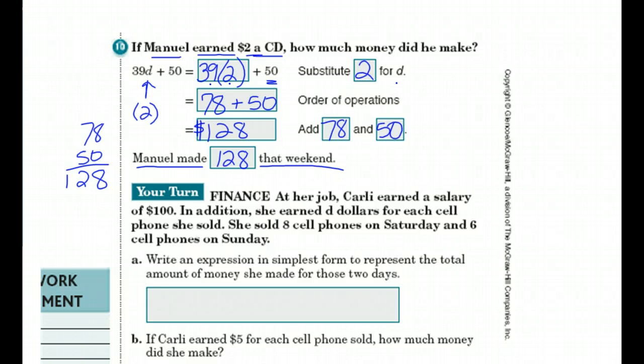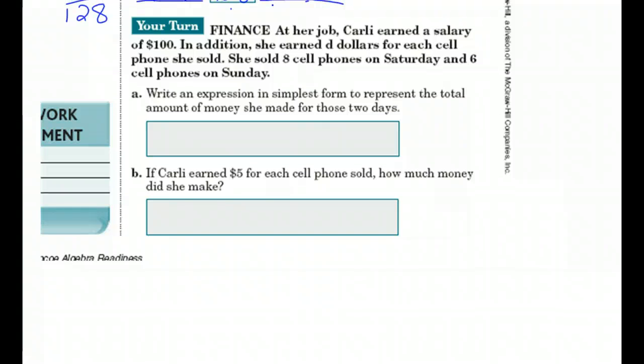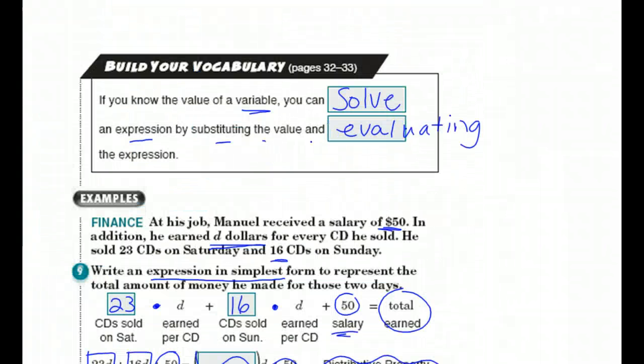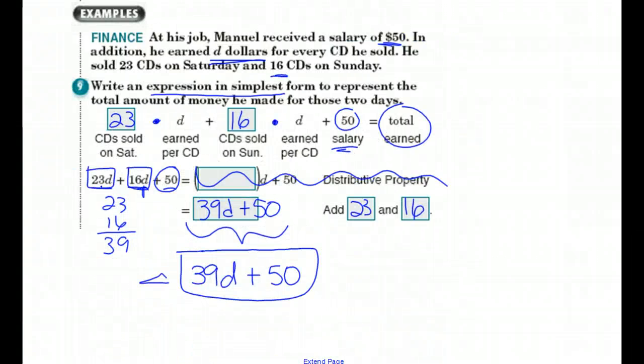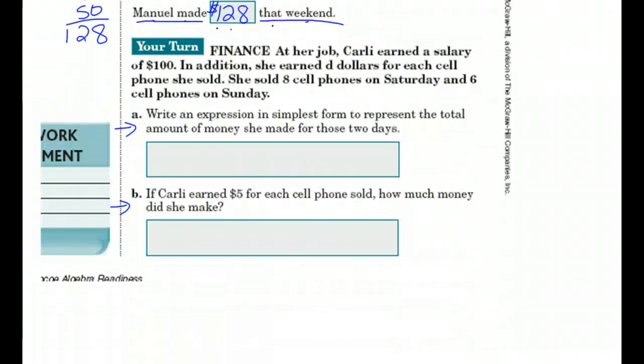And we are also putting it in a complete sentence. So if this were your problem and they didn't do this for you, we'd have to put it in a complete sentence. So Manuel made $128 that weekend. All right, now you guys try. Your turn. First, A, you're writing an expression. B, you're solving it, just how we did with Manuel. We first wrote an expression over here. Remember our expression? And then we solved it and got $128. So for A, you write your expression. B, you solve it. Pause me here, see if you can get it.